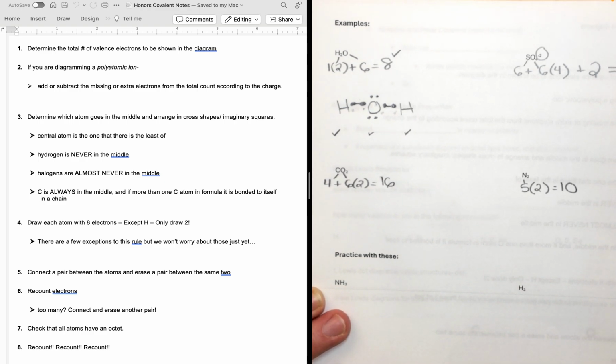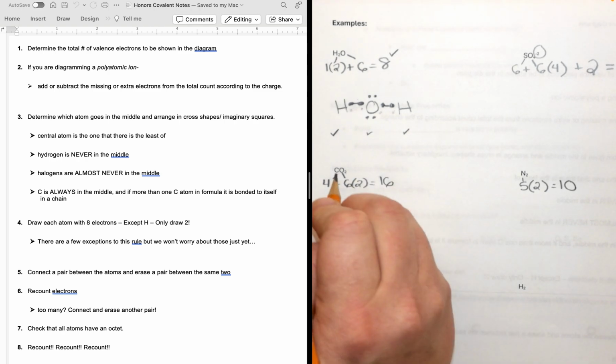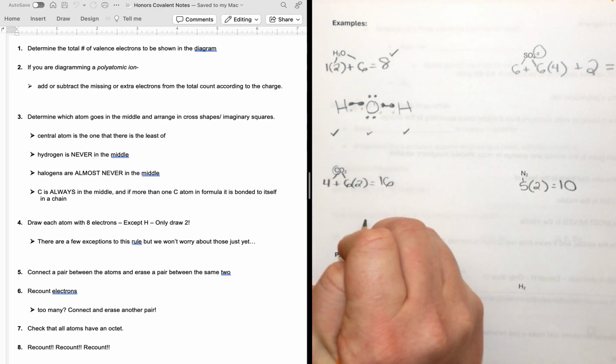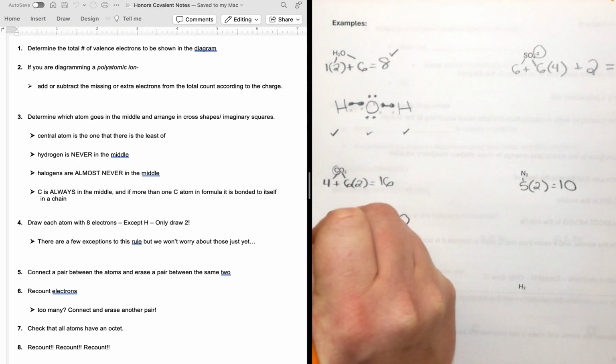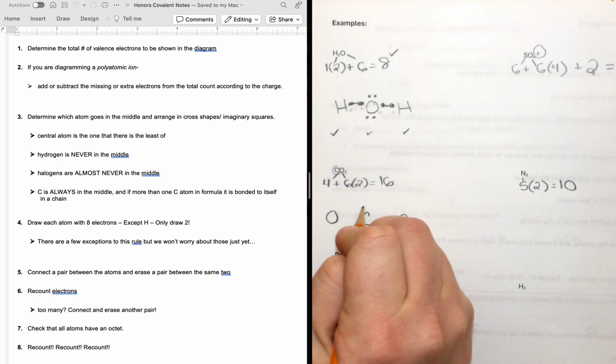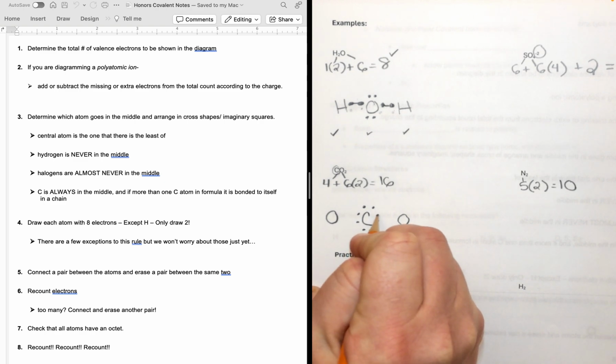Now let's look at CO2. So carbon's in the compound, which means carbon's going to be in the center. And I'm going to draw the oxygens on either side. So I'm going to put 8 electrons around my carbon and 8 around each of my oxygens.